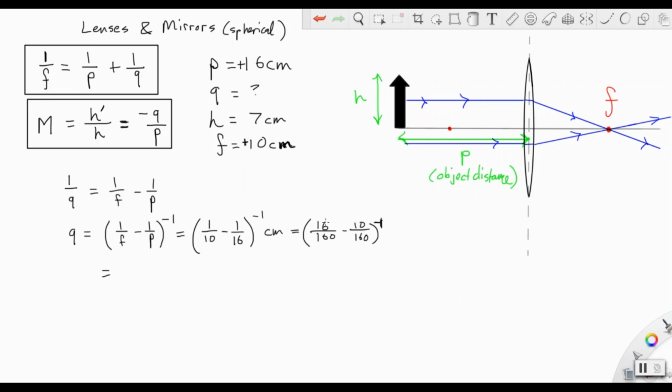This is going to be 16 minus 10 is 6 over 160, right? Which is 3 over 80. So if we flip it, it's going to give us 80 over 3. Now, if you did a calculation on that, you probably would have gotten 26 and 2/3 centimeters, and that's positive.